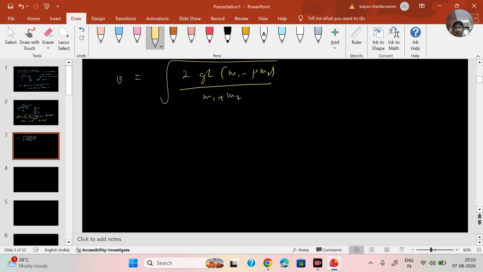If you do this with Newton's laws, it will take more time. You have to get acceleration, then use kinematics and so on.